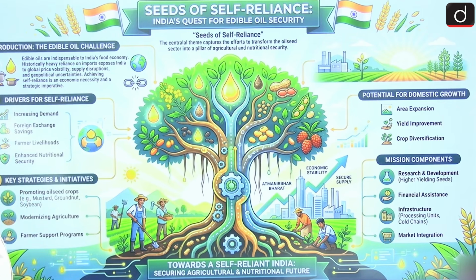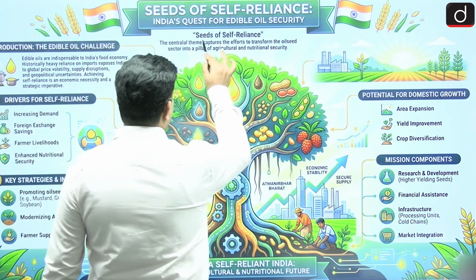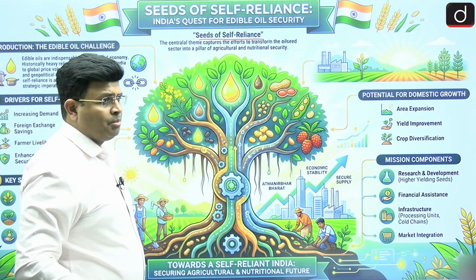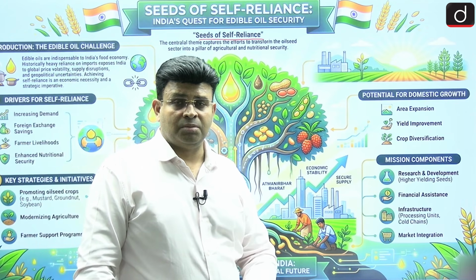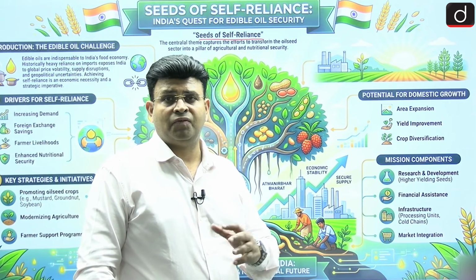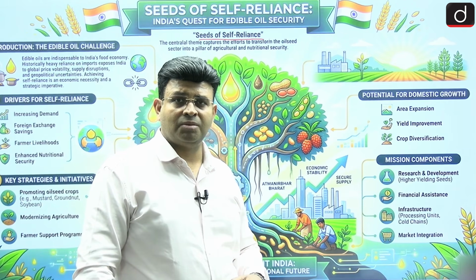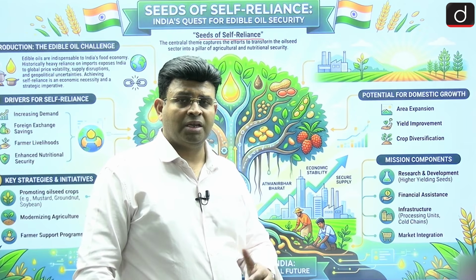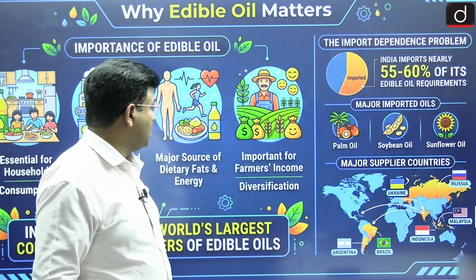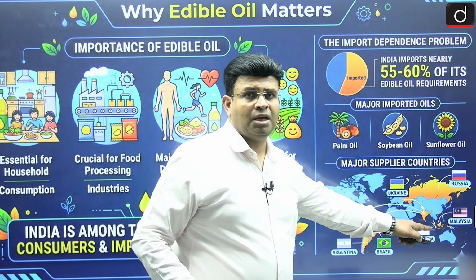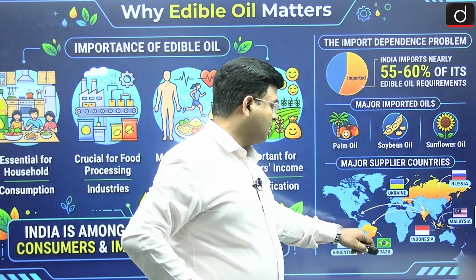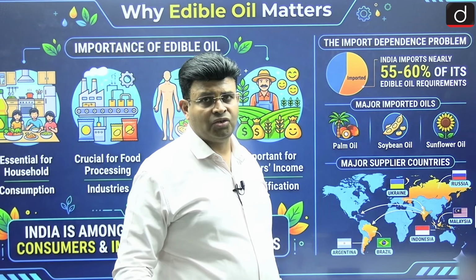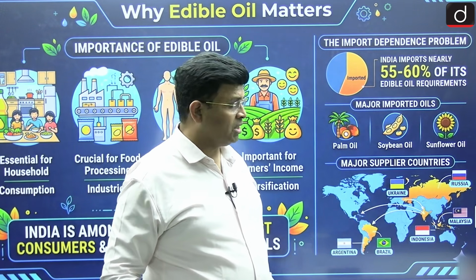Another topic we are going to discuss is seeds of self-reliance: India's quest for edible oil security. You know that at the present time India is the world's largest consumer and importer, which means India is importing a large amount of edible oils from different parts of the world. We are importing palm oil from Malaysia and Indonesia, and sunflower and safflower from Ukraine and Russia, and also from Brazil and Argentina. So for palm oil, you must remember Indonesia, Malaysia and so on.